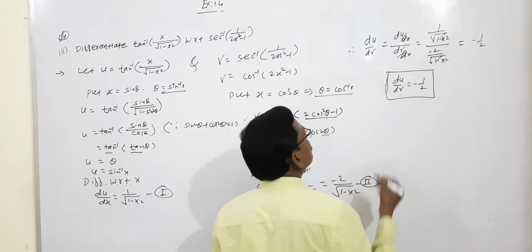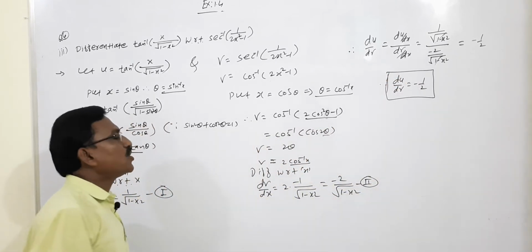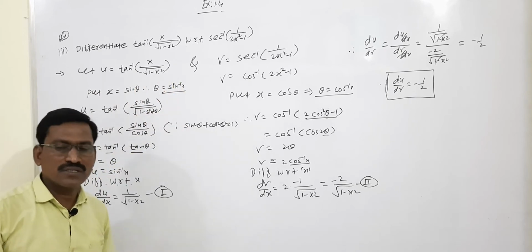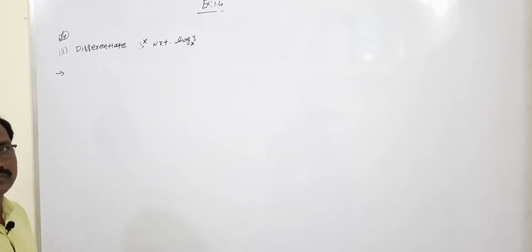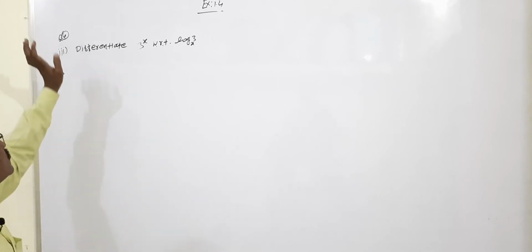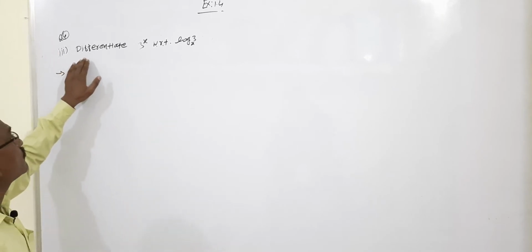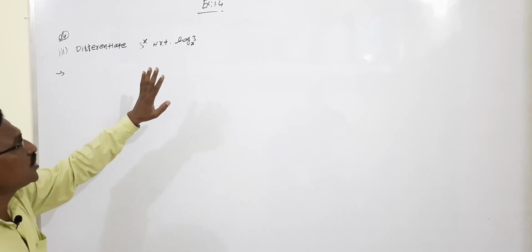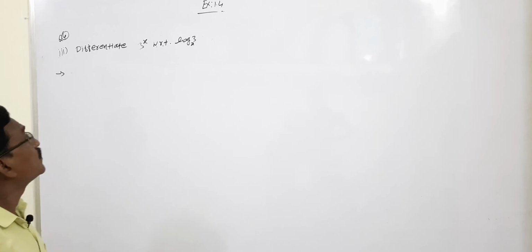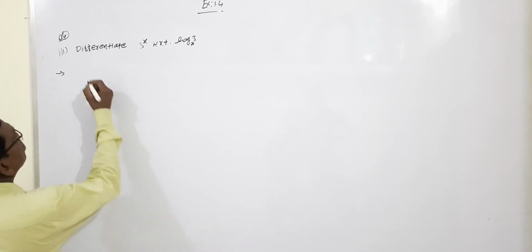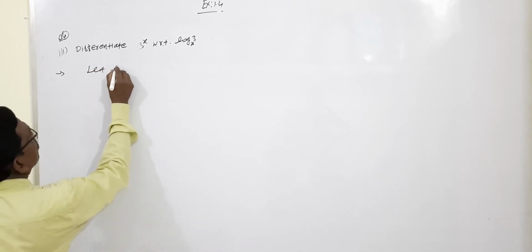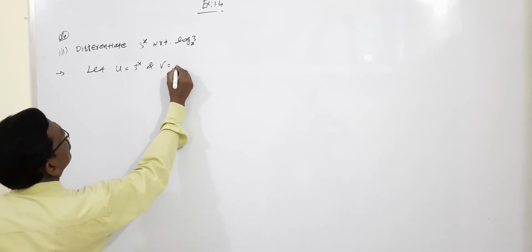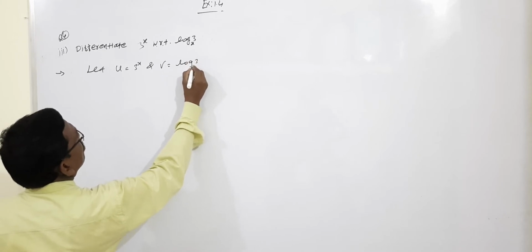This is the derivative of u with respect to v, meaning the derivative of tan inverse with respect to sec inverse. Now we take the next one: differentiate 3 raised to x with respect to log 3 to the base x. Let u equal 3 raised to x, and the second function v equal log 3 to the base x.